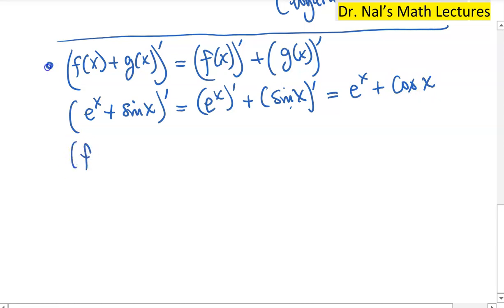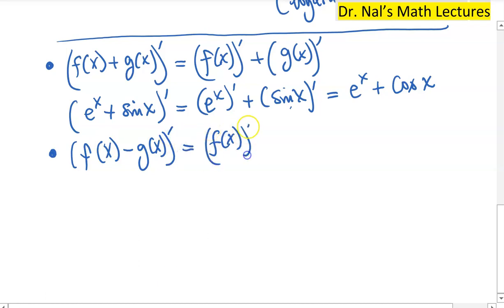But by that same token, so this is the second bullet, you can also find a rule for the difference, and it is the same thing. For f of x minus g of x, you just take the derivative of f of x minus the derivative of g of x. Does that make sense? And let's give an example again.